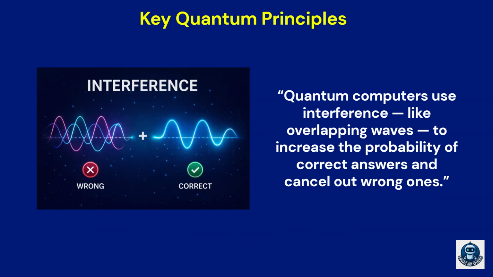The next concept is interference. Interference is what allows quantum computers to amplify correct answers and cancel out incorrect ones. Think of waves in water. When two peaks meet, they grow stronger. When a peak meets a dip, they cancel out. Quantum algorithms use this behavior to steer calculations toward the right solution. Superposition explores possibilities. Entanglement links the qubits, and interference filters out the noise, leaving behind answers with extremely high probability.